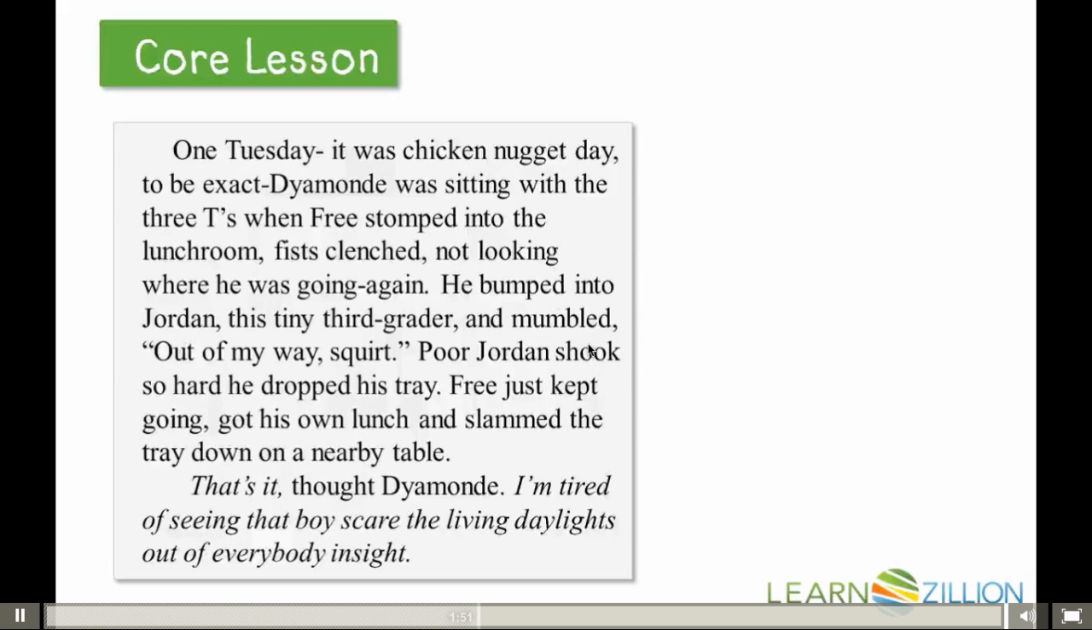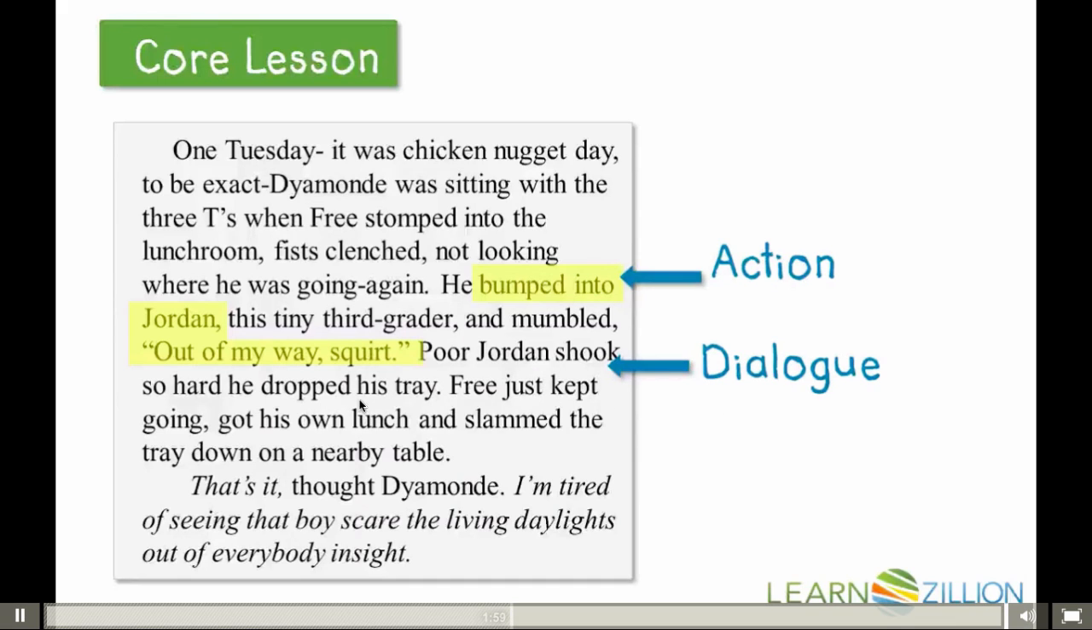So we're going to look right now and we're going to notice some things that's going on. Right here, I see some action happening. That's the character doing something. Right here is some dialogue. We can see these quotation marks show that they were saying it. And here are some thoughts, and these slanted letters are showing me that that's what a character is thinking.